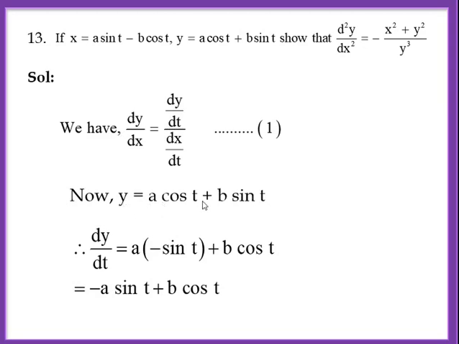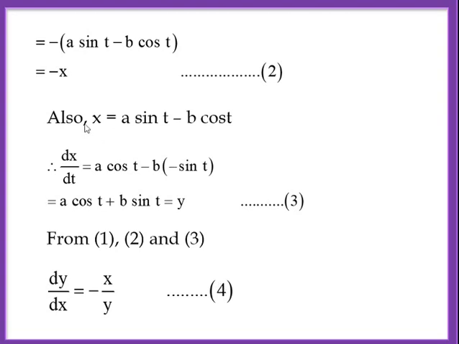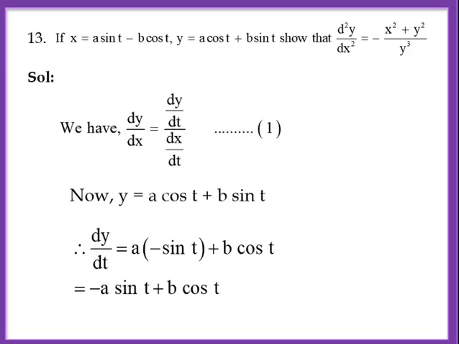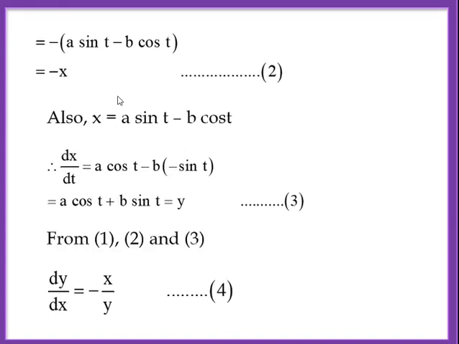Now y is a cos t plus b sin t. What is derivative of cos t? Minus sin t. Do not forget to write this in bracket, otherwise it will be a minus sin t. That is wrong. What is derivative of b sin t? B cos t. So minus a sin t plus b cos t is what? Dy dt. Now if you take minus common, you get in bracket a sin t minus b cos t. But what is a sin t minus b cos t? It is nothing but x. This means the first part is dy dt equal to minus x.